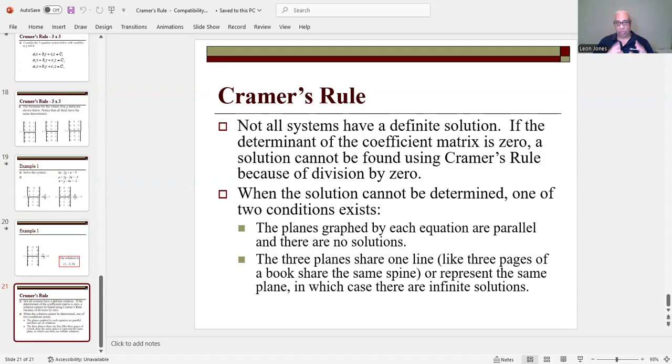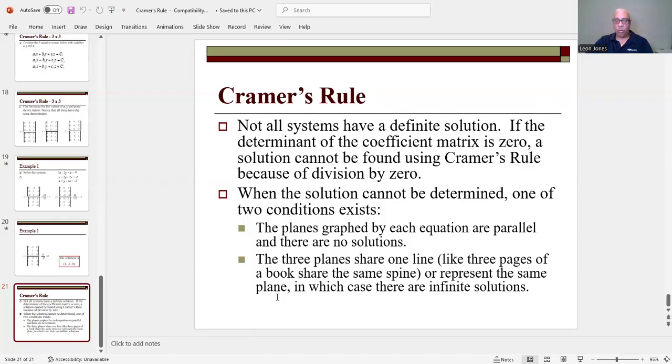But when a solution cannot be determined, one of the conditions exists. The planes graphed by each solution are parallel and there are no solutions. Or the three planes share one line, like 3 pages of a book that share the same spine, or represent the same plane, in which case there are infinite solutions. Again, this is when you get out L'Hopital's rule.